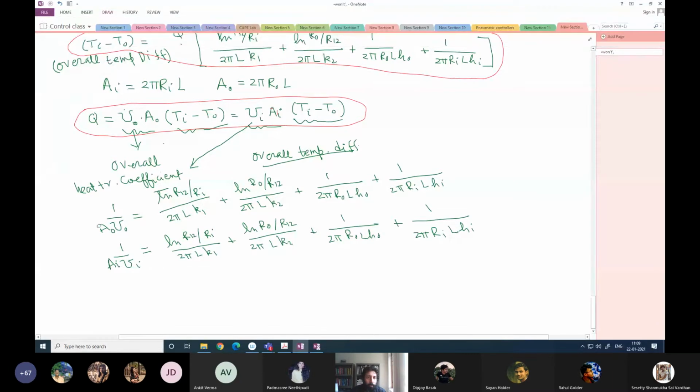We already got these numbers, so I'll just do it myself. Ao, the outside area, is 2 pi Ro L. This is 2 pi Ri L. So the 2 pi L cancels from each of these terms.